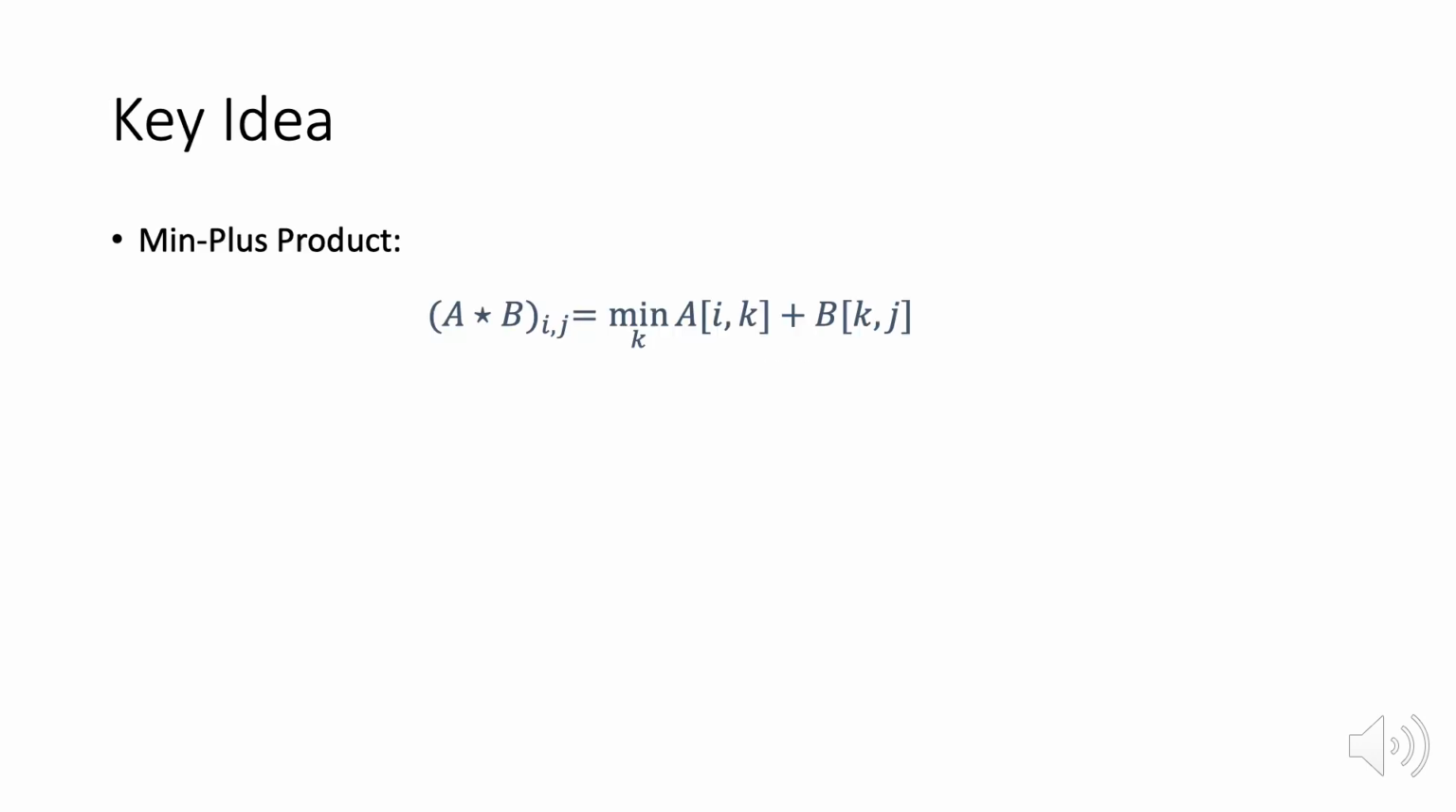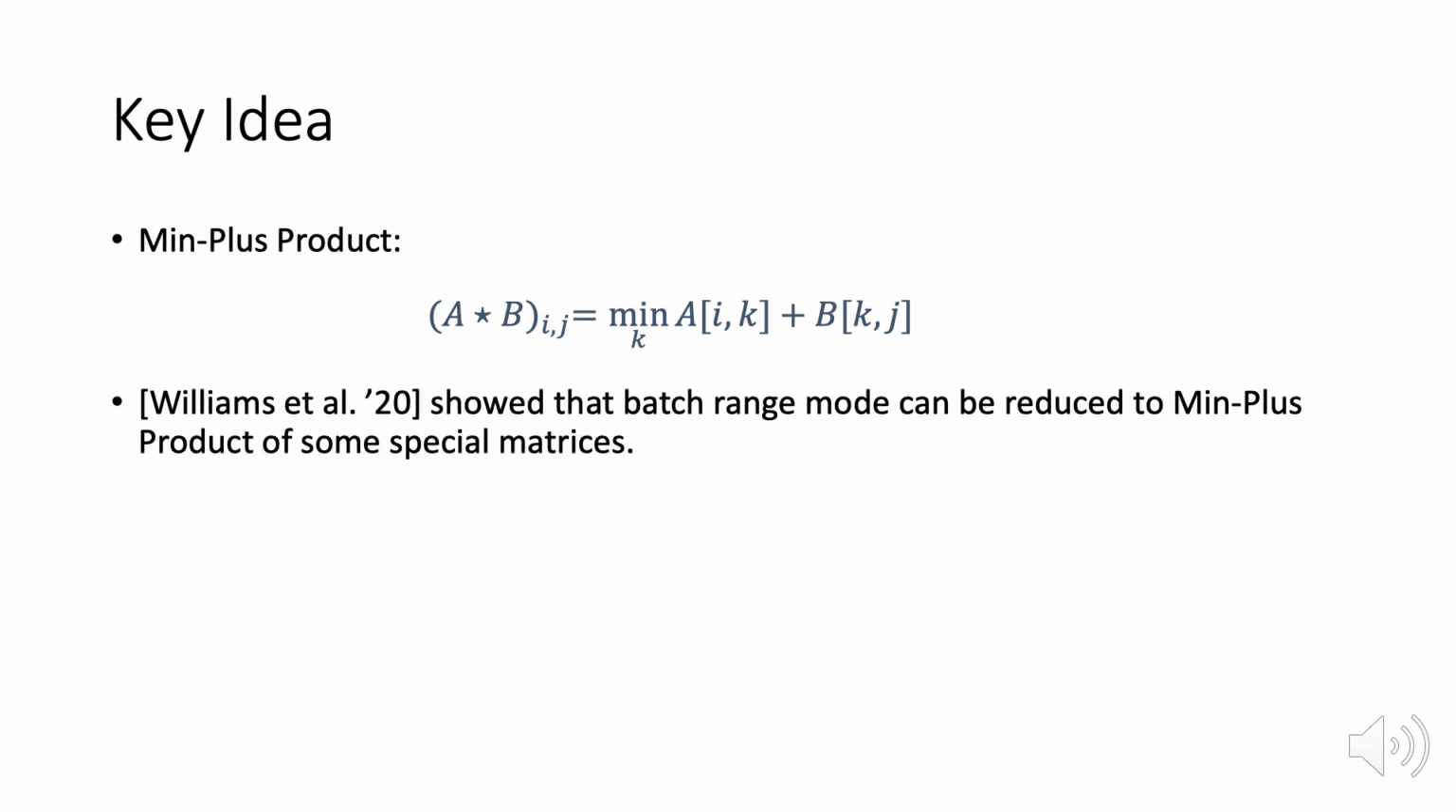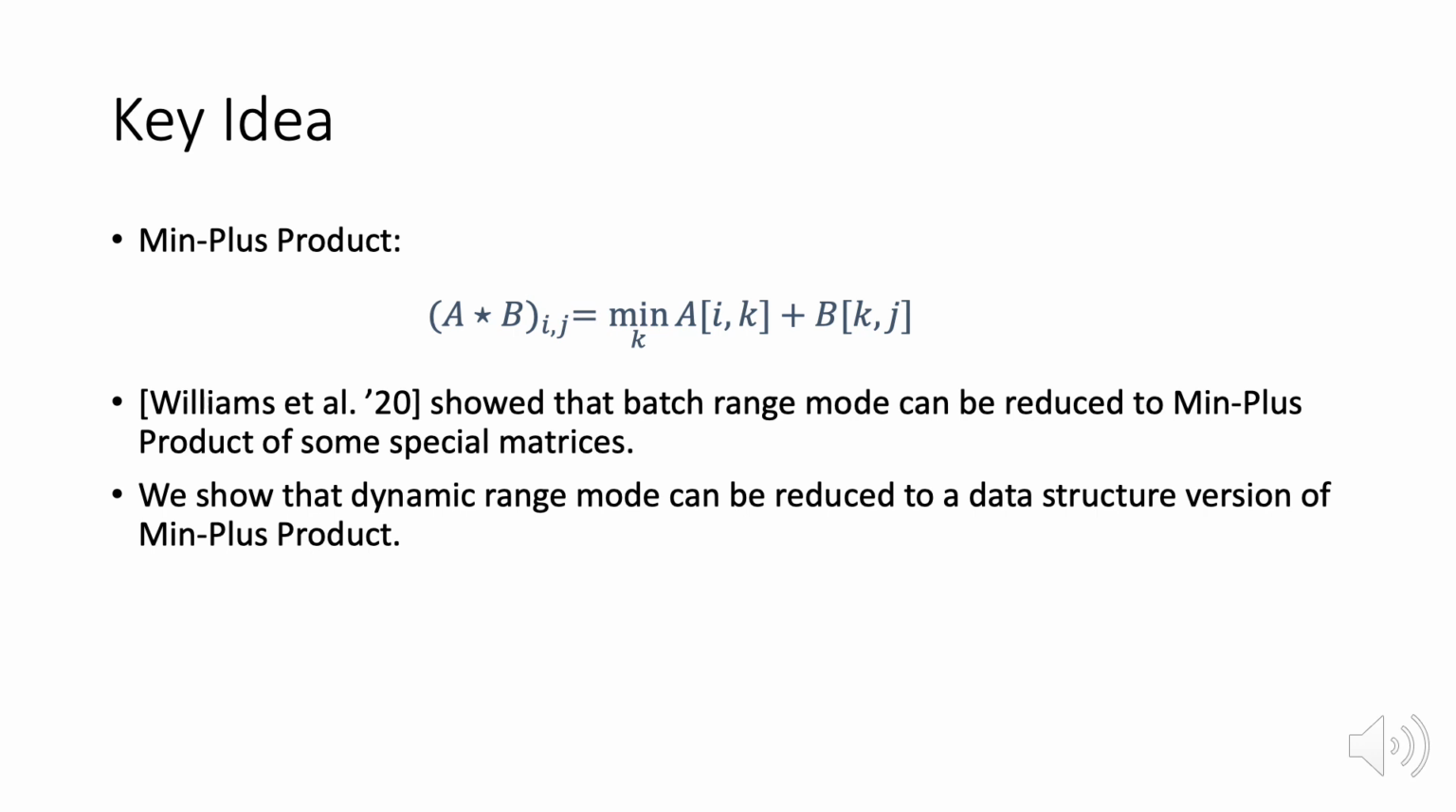The key idea in our work is to reduce dynamic range mode to some type of min-plus product problem. In the min-plus product problem, we are given two matrices A and B, and we are asked to compute for every i,j the minimal value of a_ik plus b_kj over all indices k. In the Williams et al. '20 paper, they show that batch range mode can be reduced to min-plus product of some special matrices. We will talk about batch range mode later in more detail. We show that dynamic range mode can be reduced to a data structure version of min-plus product.